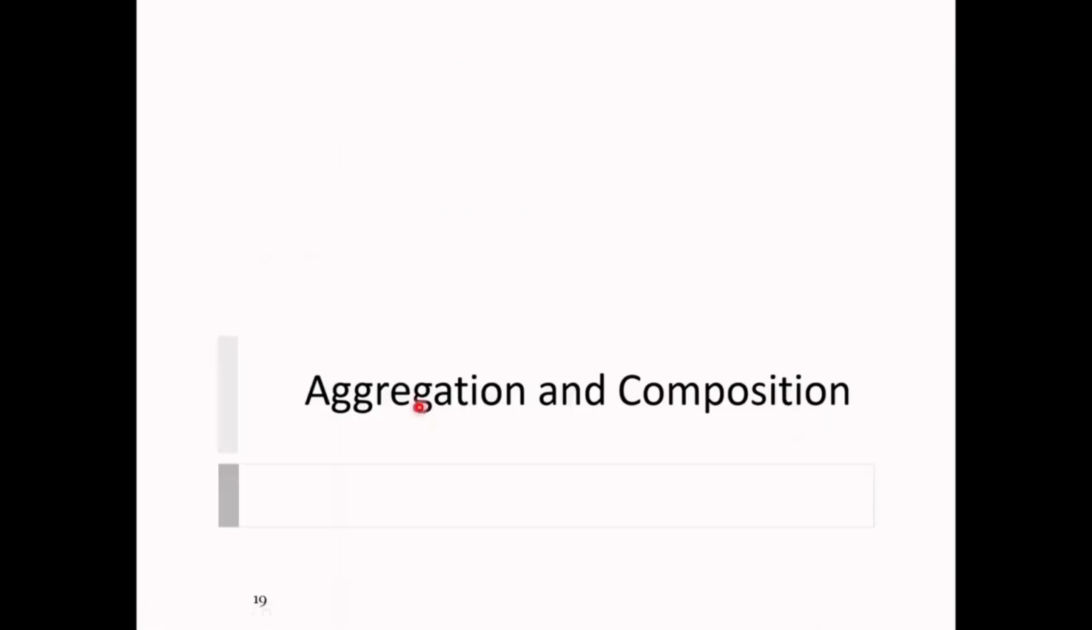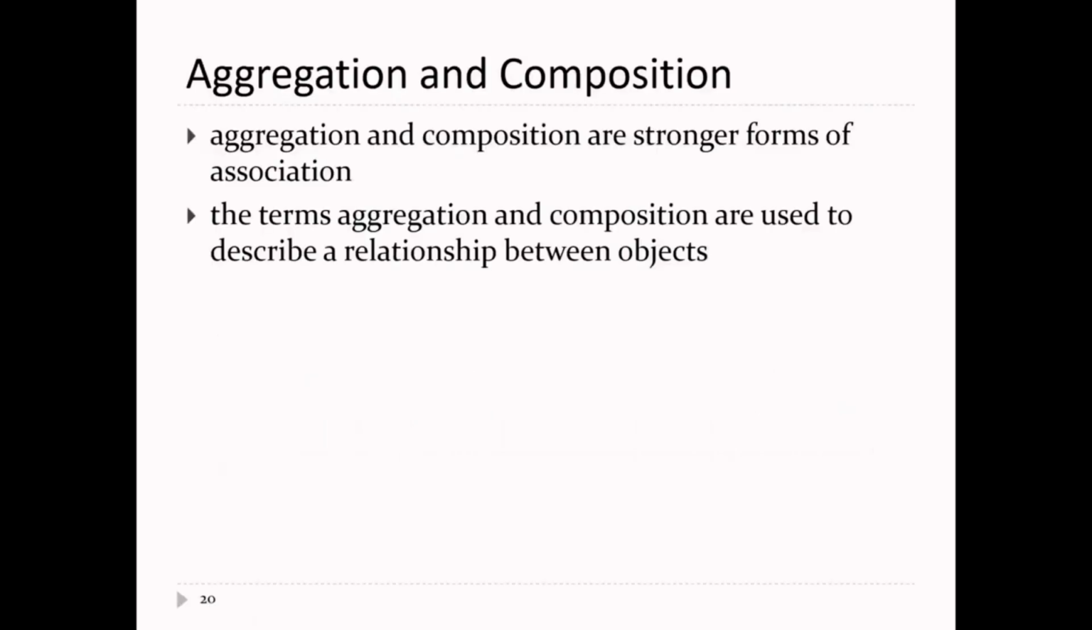Now we talk about aggregation and composition. As we're going, the relationships get stronger and stronger. Aggregation and composition are just stronger forms of association. The term aggregation is controversial. Not everybody believes this is a proper relationship.